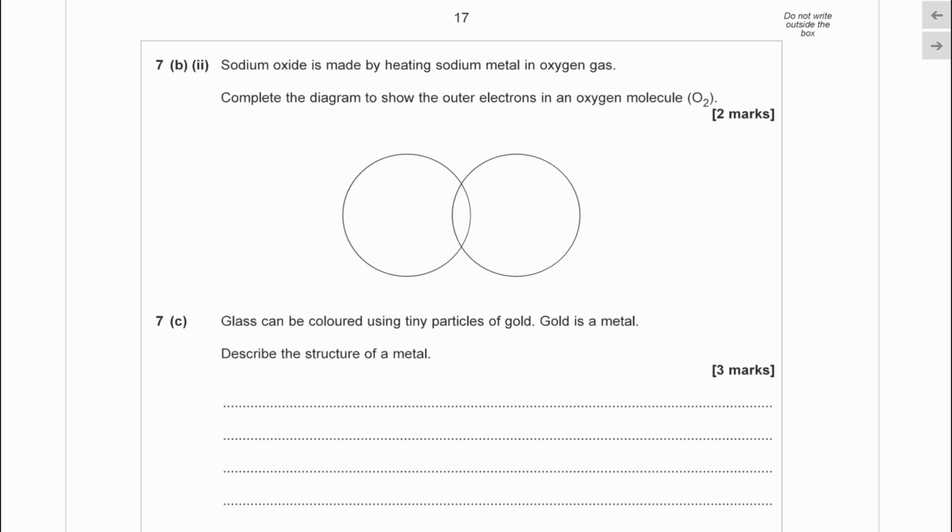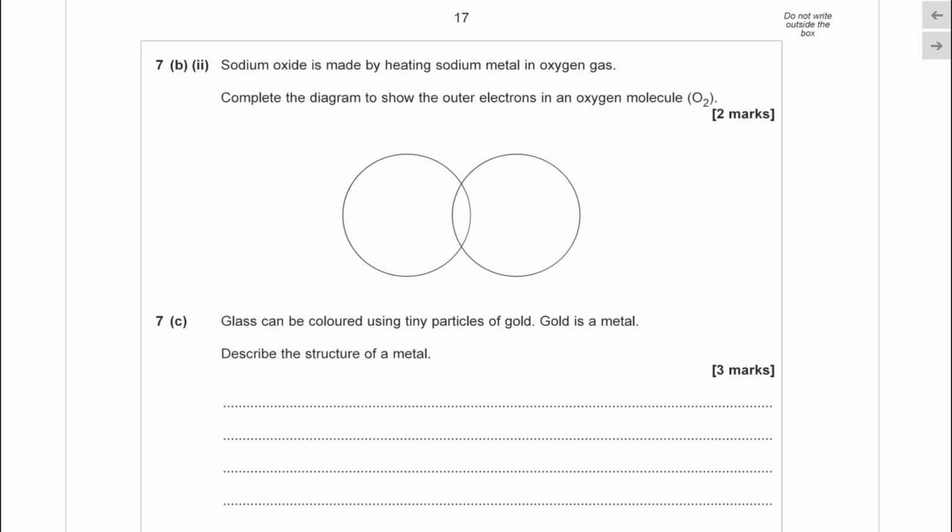Complete the diagram below to show the outer electrons in an oxygen molecule. Alright, now you've got to be very careful here. Oxygen is in group 6 of the periodic table, which means it has 6 electrons in its outer shell. If it's forming a covalent bond, it wants 8 electrons in its outer shell. If it's forming a covalent bond with another oxygen, they both want 8 and they both have 6, right? So they both need to gain 2 more electrons, not 1.